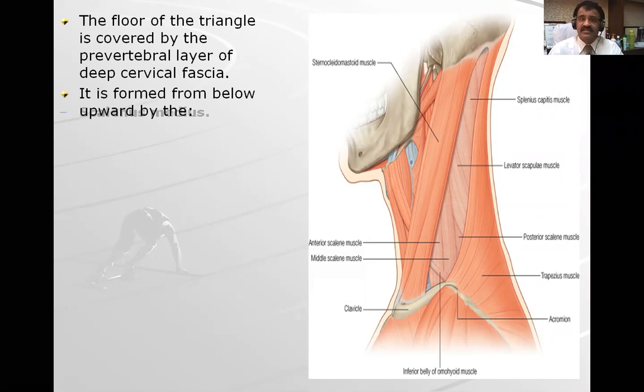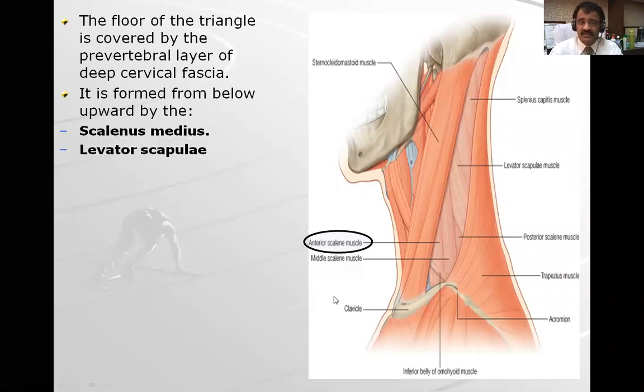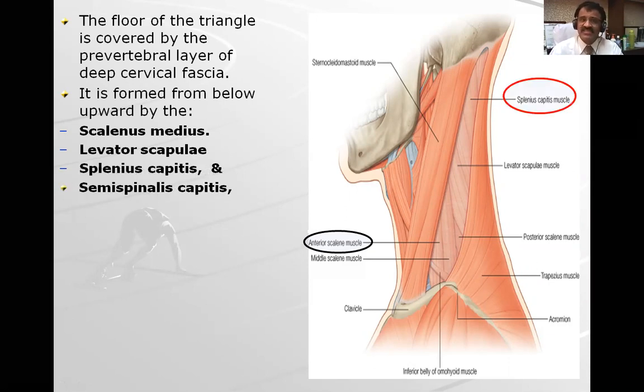First is scalenus medius. From below upwards we are going. So scalenus medius muscle is here. Another muscle is levator scapulae. Next muscle is splenius capitis, and another is semispinalis capitis. So these are the muscles which form the floor of the posterior triangle of the neck.